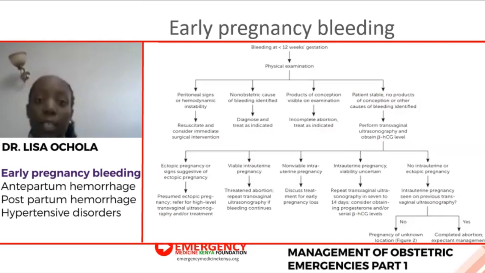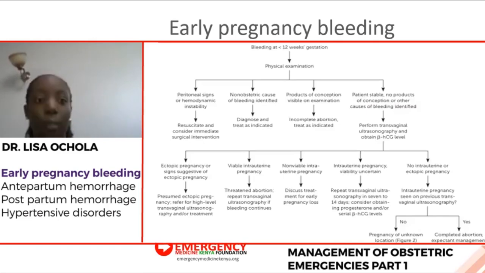So if there's bleeding at less than 12 weeks gestation, you take a very good history, you do your physical examination. Of course, your physical examination involves just a general examination. You check the abdomen as well, and you also do a speculum exam just to see about the products of conception. So if there are any peritoneal signs or there are signs of hemodynamic instability, that's a patient that you resuscitate. So we must always remember resuscitation is the first thing to do. And with resuscitation, as we were even told before, it's your ABCs. So you don't rush to just go to C. It's airway, it's breathing.